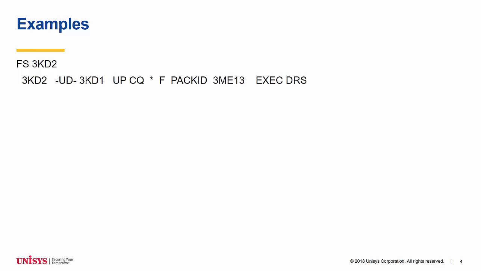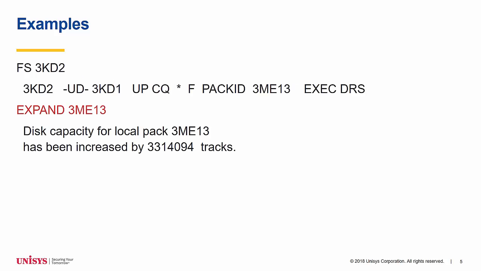For the first example, an FS key-in on device 3K-D2 shows that it is unit duplexed with device 3K-D1. It has a state of up and it is a fixed device with a pack ID of 3ME13. It is currently the Exec DRS device. The expand key-in is performed using the pack ID of 3ME13. An information message is displayed indicating completion of the key-in with the number of increased tracks. With a UD pair of devices, the pack is expanded to the capacity of the smallest device.